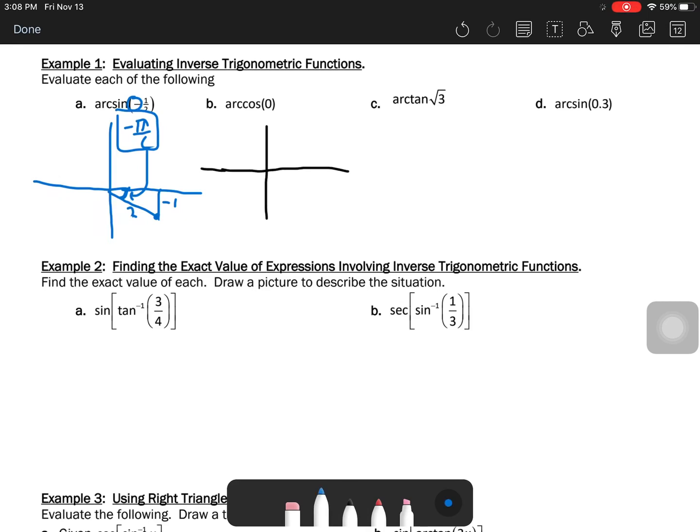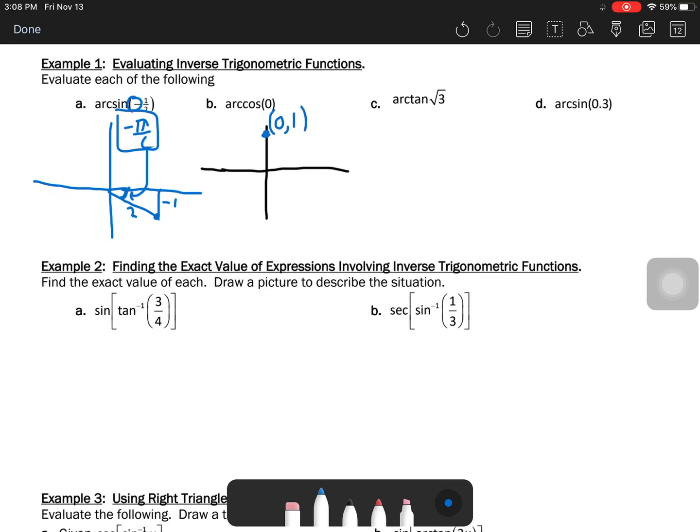So if I'm inputting 0, remember, as far as cosine is concerned, the x coordinate is the cosine value. So if we have an x coordinate of 0, I can't really draw a triangle, because you can't make a triangle with a side that has a length of 0. But it's one of those quadrantal angles, so it's going to be right up here. So my ordered pair would be 0, 1 there.